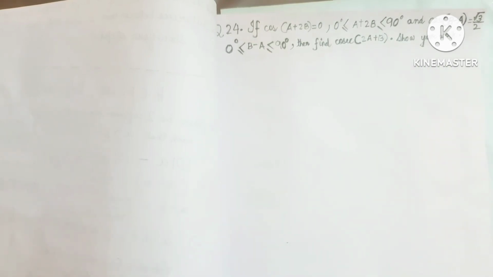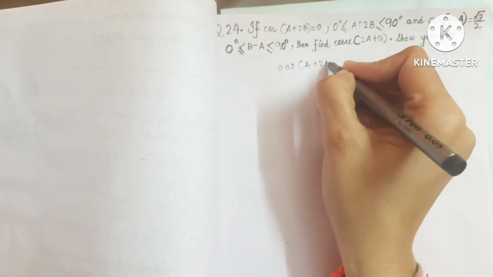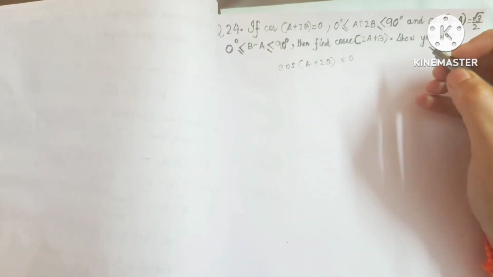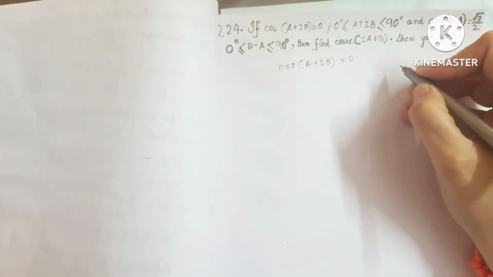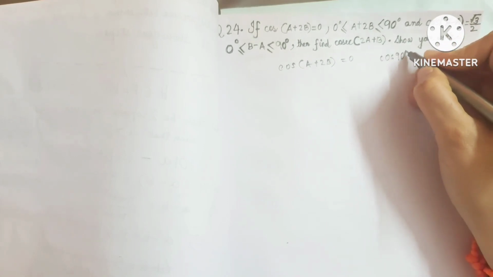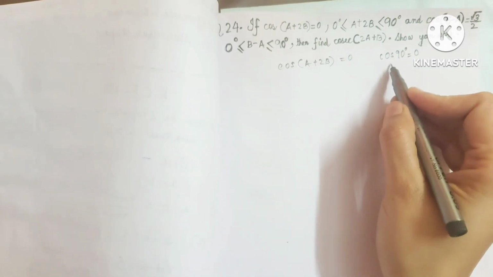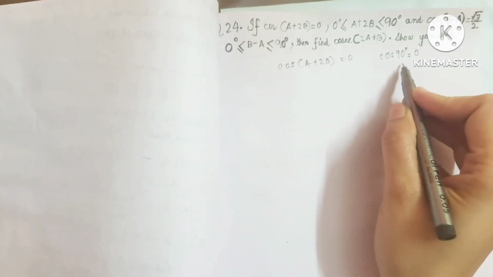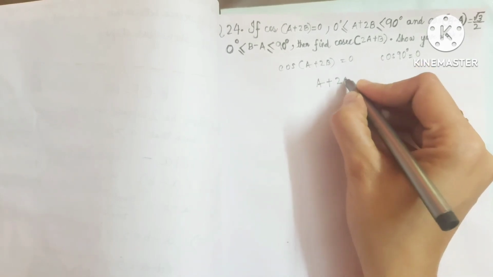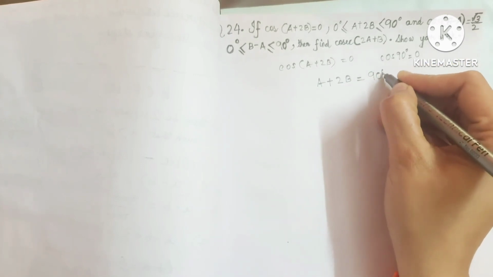So let's start. First we'll write cos(a + 2b) equal to 0. Now, when does cos theta become equal to 0? When theta is equal to 90, cos 90 is equal to 0. This much we know already. So, can I equate a + 2b to 90 degrees? Yes, we can do that because cos(a + 2b) equals 0. So this entire expression a + 2b should be equal to 90 degrees.